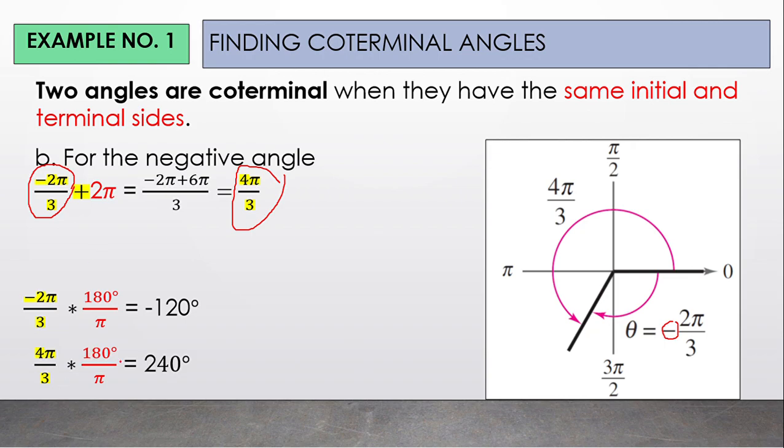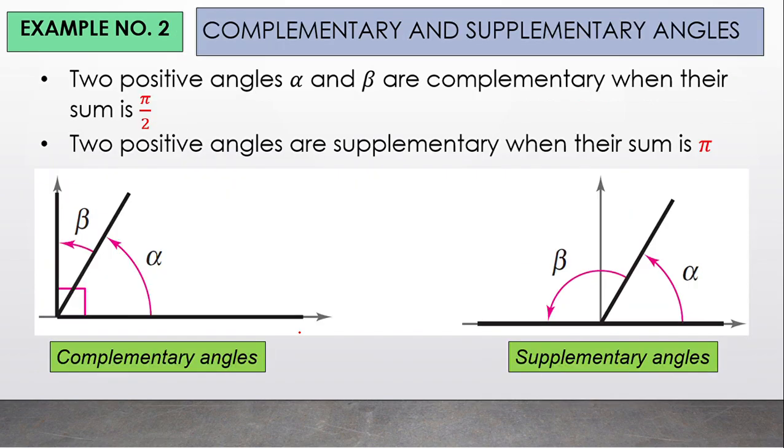Okay, so ito ulit yung conversion ng radian or ng degrees. Ayan lang siya. So, ayan, let's proceed to example number 2. So, example number 2 natin is complementary and supplementary angles tayo. So, dito, yung two positive angles daw, alpha and beta, are complementary when their sum is pi over 2.